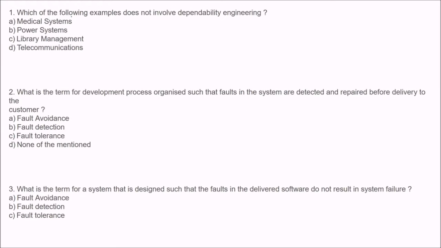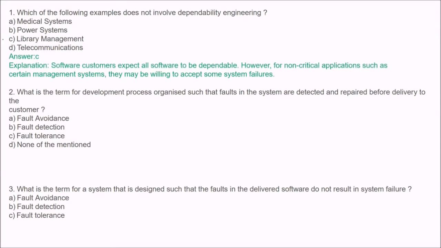So today's first topic is dependability engineering in software engineering. The first question is, which of the following examples does not involve dependability engineering? The answer is C, library management, because software customers expect all software to be dependable. However, for non-critical applications such as library management, they may be willing to accept some system failures, but not here.